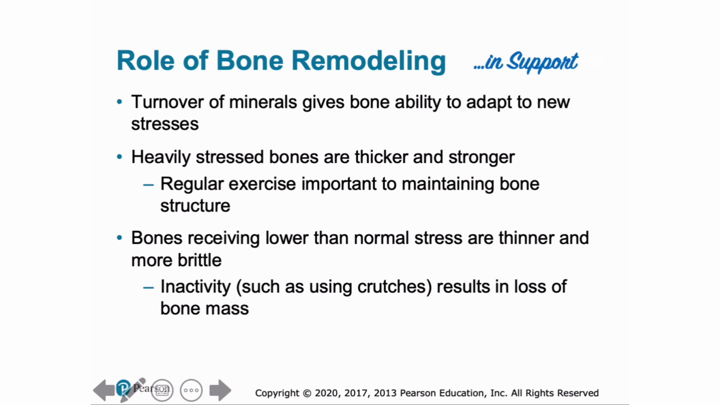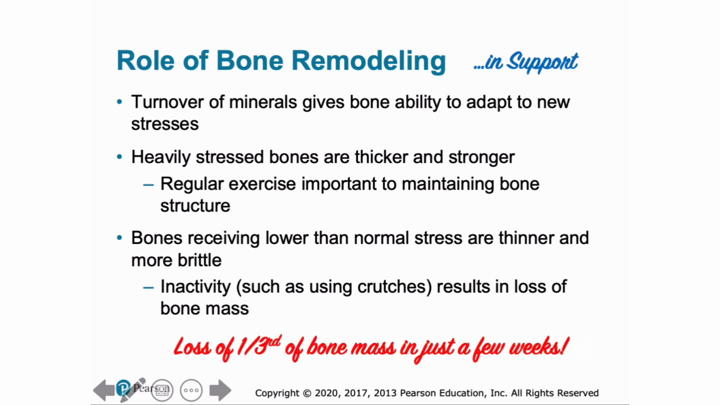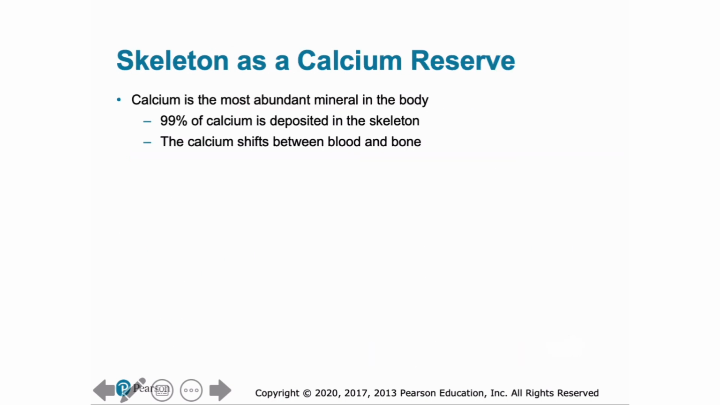For example, inactivity due to a broken limb, being in a cast, or the removal of weight bearing, such as when using crutches, results in loss of bone mass. After even a few weeks, the unstressed leg will lose up to about 1/3 of its bone mass. However, the bone rebuilds just as quickly once they again carry their normal weight. Bone remodeling is very important for a second major function of the skeleton, namely, the skeleton serves as storage for minerals such as calcium and phosphate.